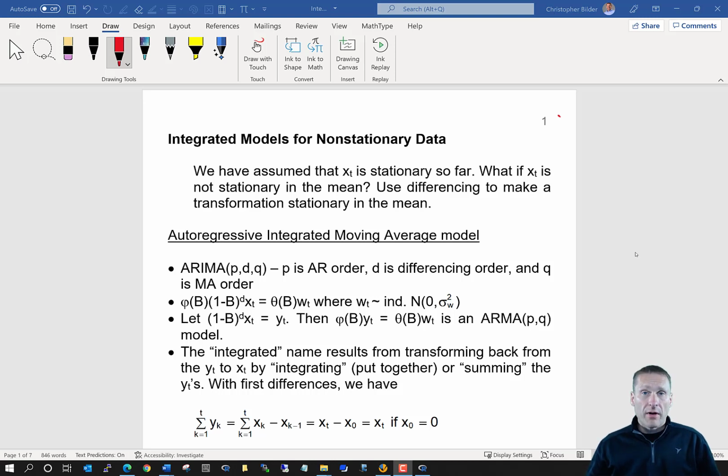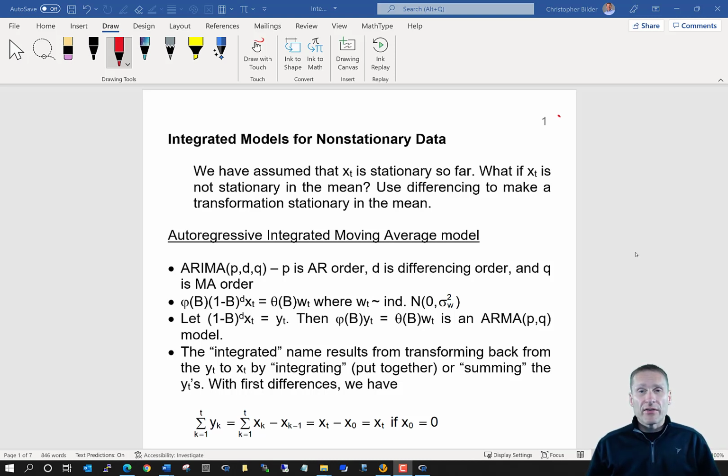With our ARIMA models, we've been assuming that x of t is stationary. But in reality, what often happens is that x of t is non-stationary in the mean. So what can we do in those kinds of situations? Well, this is where differencing comes in to remove this non-stationarity in the mean. And that's the purpose of this particular subsection of the notes.